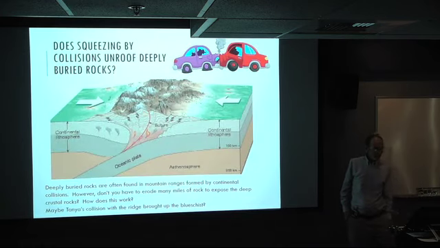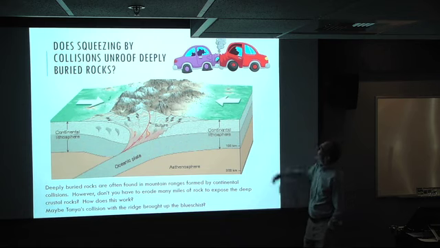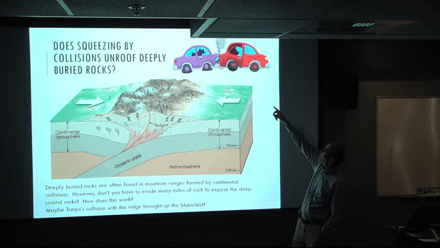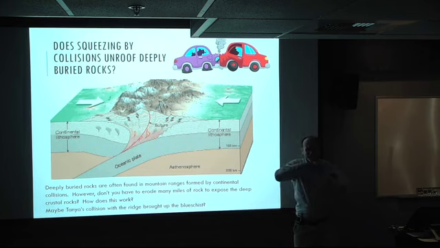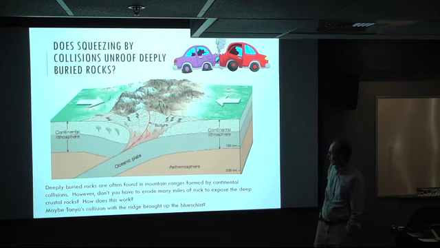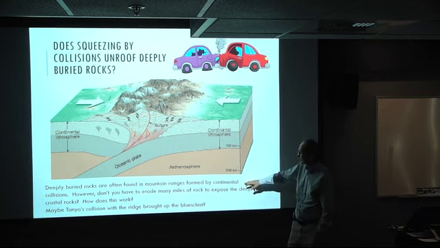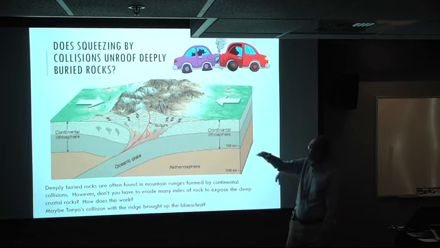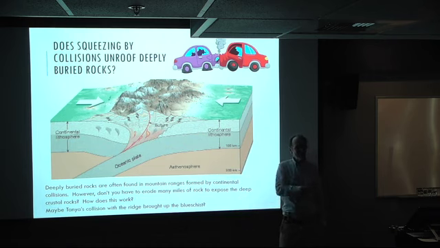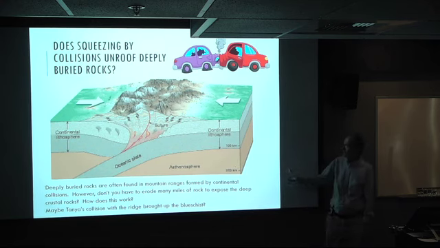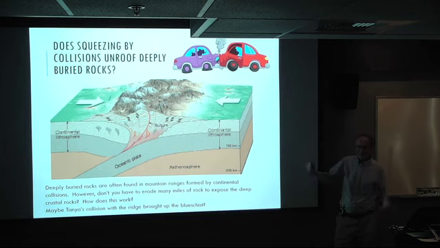So does squeezing by collisions unroof deeply buried rocks? If you imagine you're trying to get the tire up on top of the hood of the car, smashing together the car doesn't get the tire up. It crumples it, but it doesn't really get the tire up higher. Deeply buried rocks are often found in mountain ranges formed by continental collisions. However, you have to erode off the entire mountain range to get down. And the amount of sediment that you'd form, the sand and the mud, is enormous. Miles and miles of the stuff. So most people don't like the idea that collisions unroof rocks, bring rocks up to the surface.